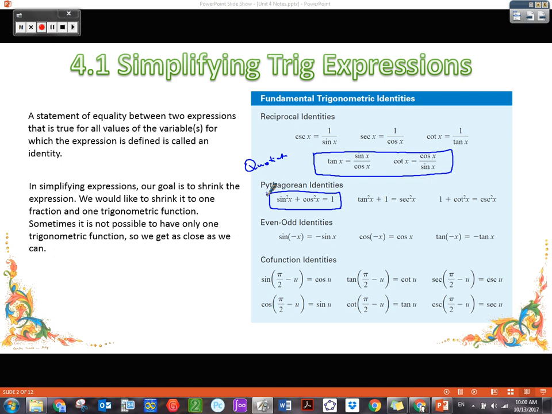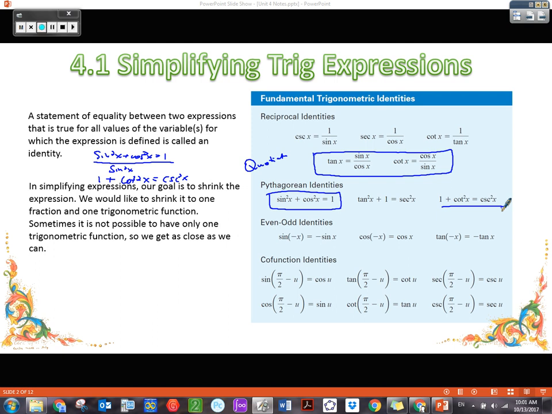So let's talk about how we can create the other two from sine squared plus cosine squared. If I take sine squared plus cosine squared equals 1, and let's say I divide the whole thing by sine squared, sine squared divided by sine squared is 1. Cosine squared divided by sine squared is cotangent squared. 1 divided by sine squared is cosecant squared. And you can see that I just generated this one.